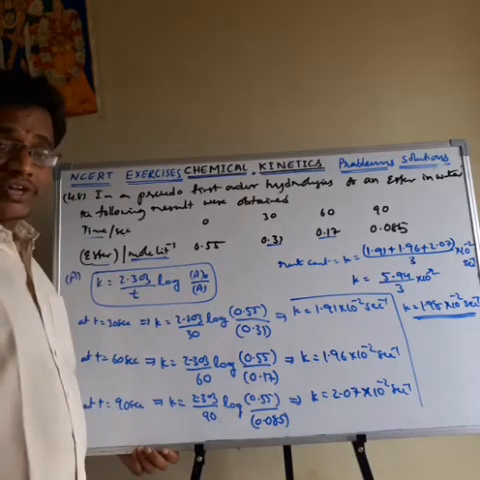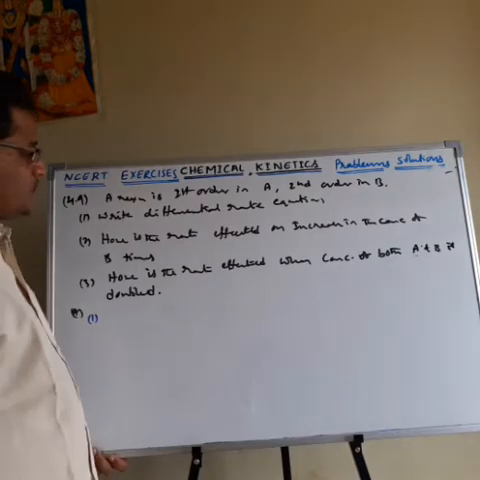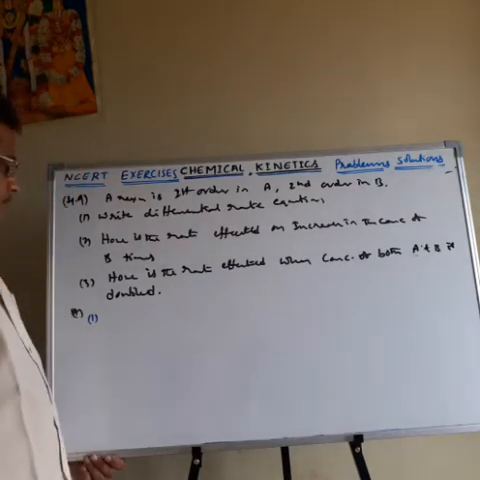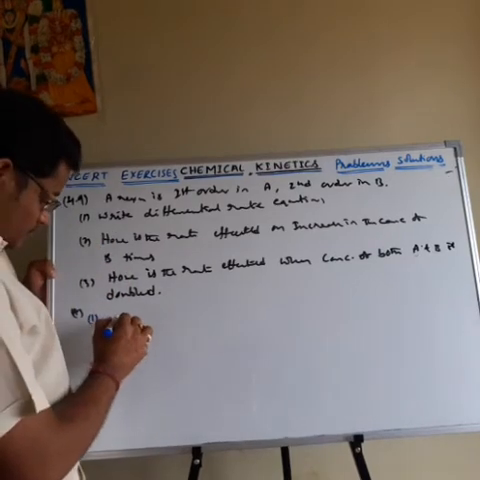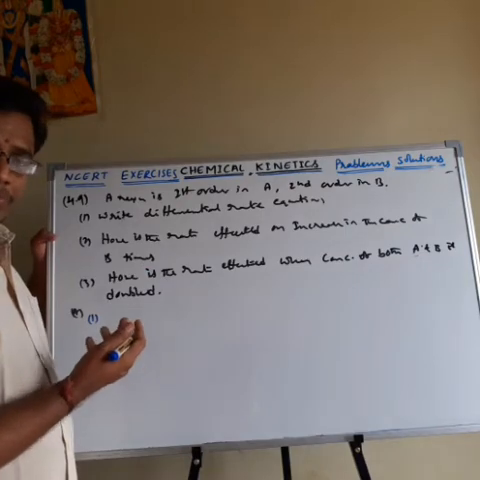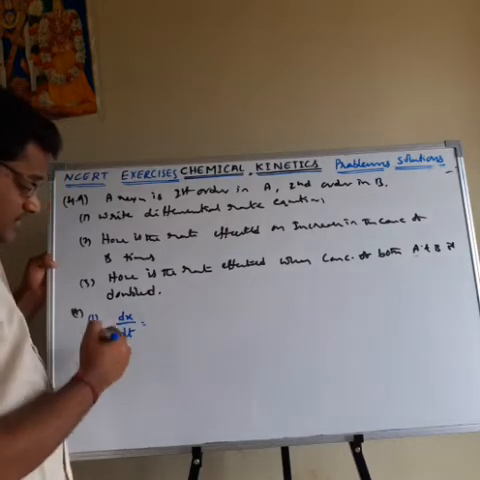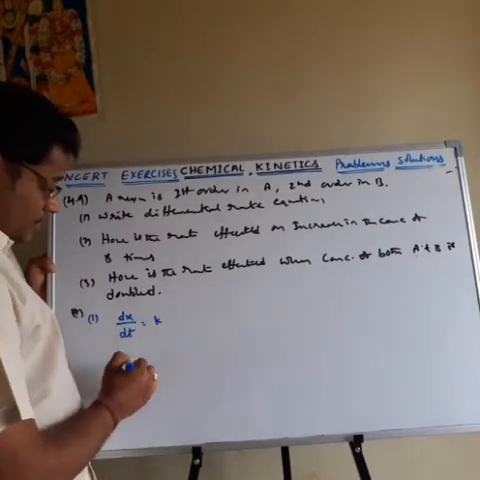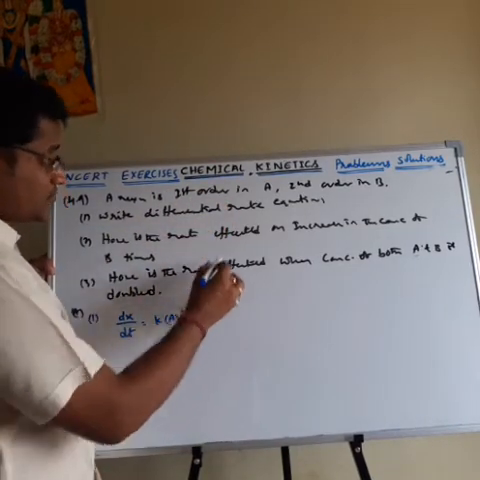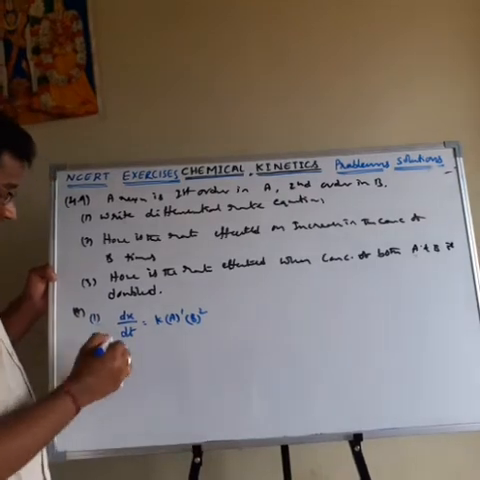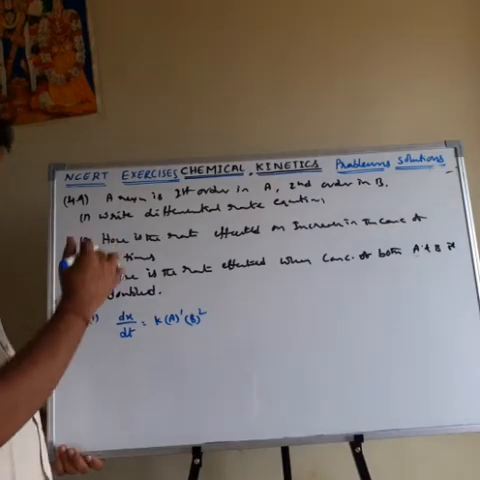So this is question number 8. Let us see question number 9. The reaction is first order with respect to A and second order with respect to B. Write the differential rate equation. Differential rate equation means change in concentration of the reactant or product per unit time. That is, dx by dt is equal to k into A power 1, first order with respect to A, and B power 2, second order with respect to B. So this is the answer for the first one.